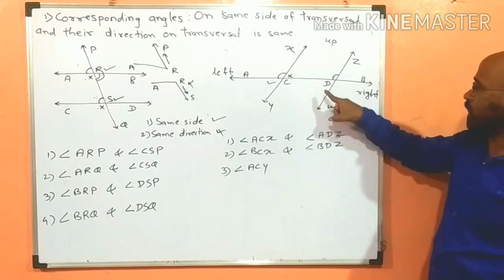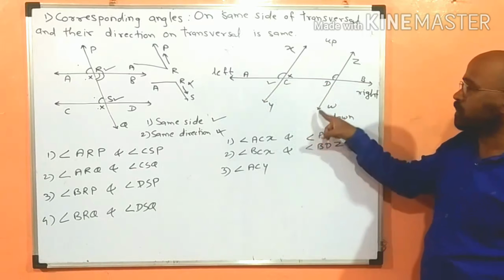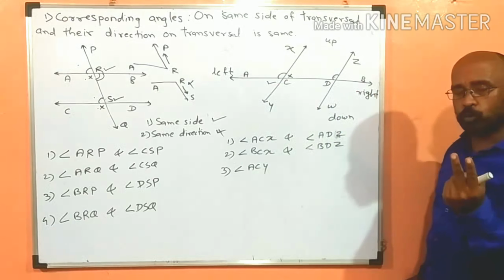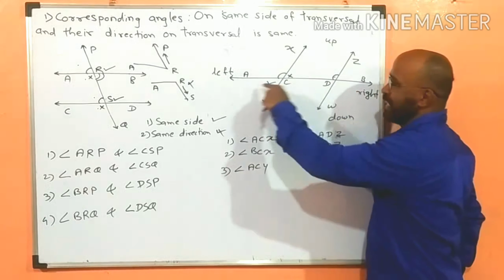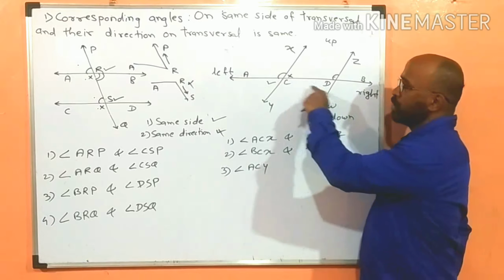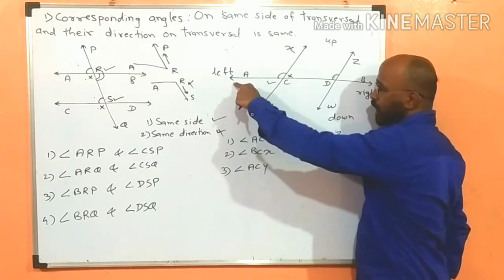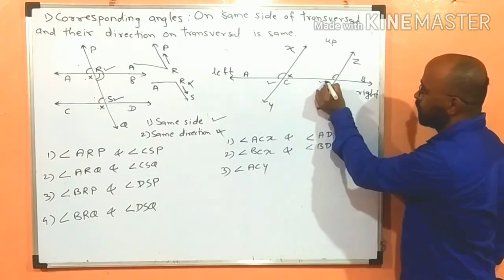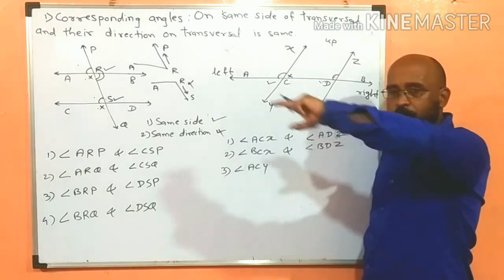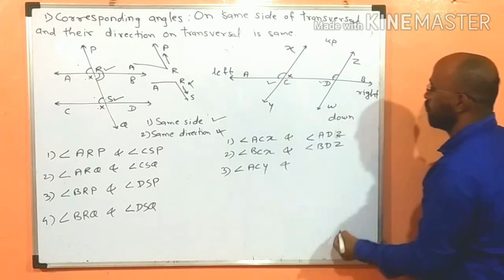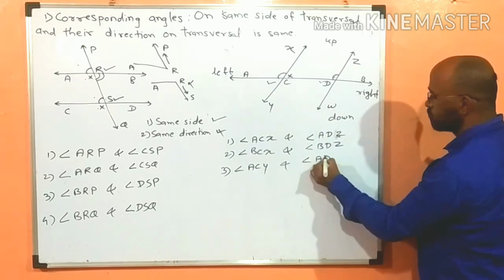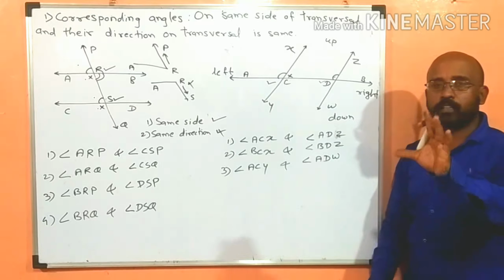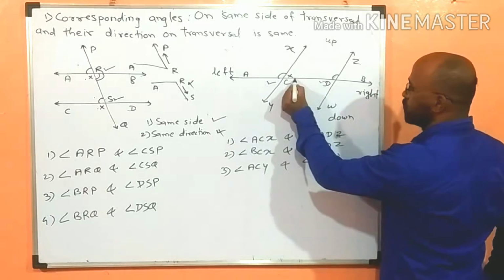Next is this angle. This angle is ADW. It has two arms. One is DA, one is DW. Among these two arms, which arm is part of transversal? DA, right? And what is the direction of DA on the transversal? It's going towards left. In case of ACY, CA also going towards left. So this angle and this angle both are having same direction on the transversal. Therefore angle ADW and angle ACY are the corresponding angles. Clear, students? Now let us see this final angle.